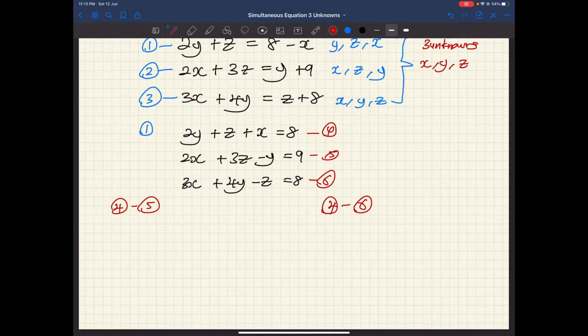So how am I going to eliminate that? For equation number 4, I have positive 1z. For equation number 5, I have positive 3z. So I have to make sure the coefficients in front of my z are the same. Then I can just subtract them, so the z term will cancel out and I only remain with x and y. So that's my objective here: I want to eliminate my z.